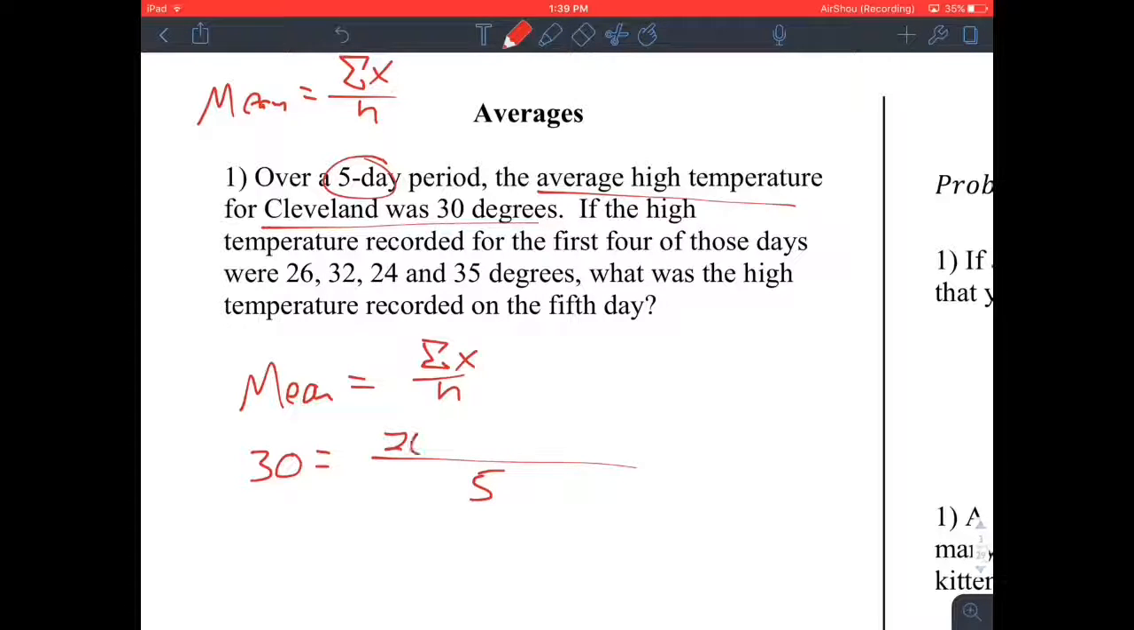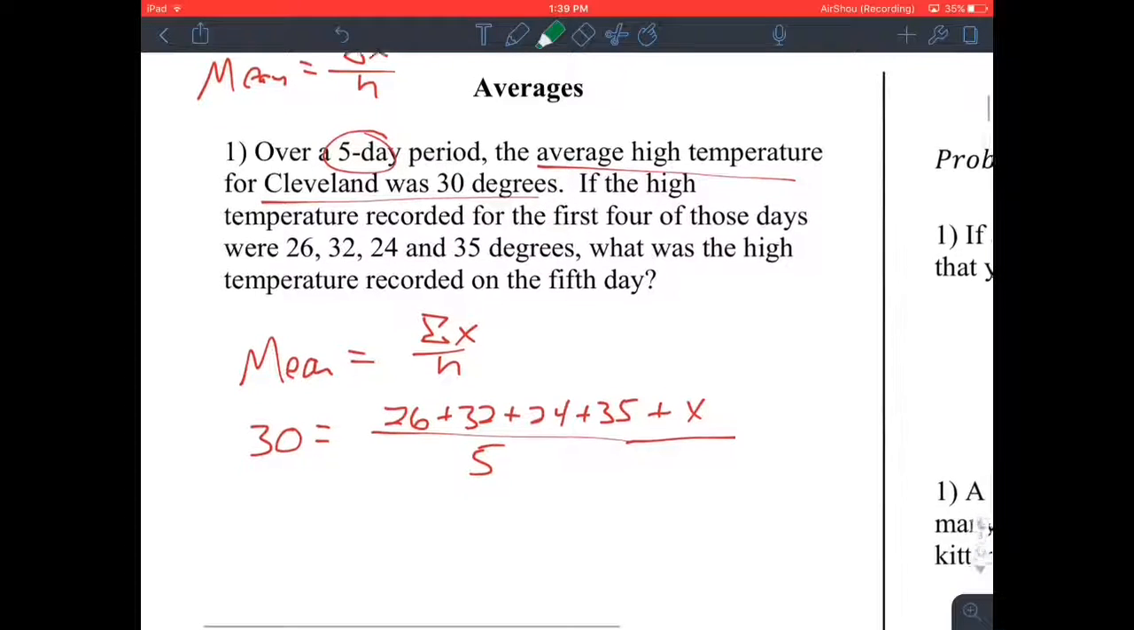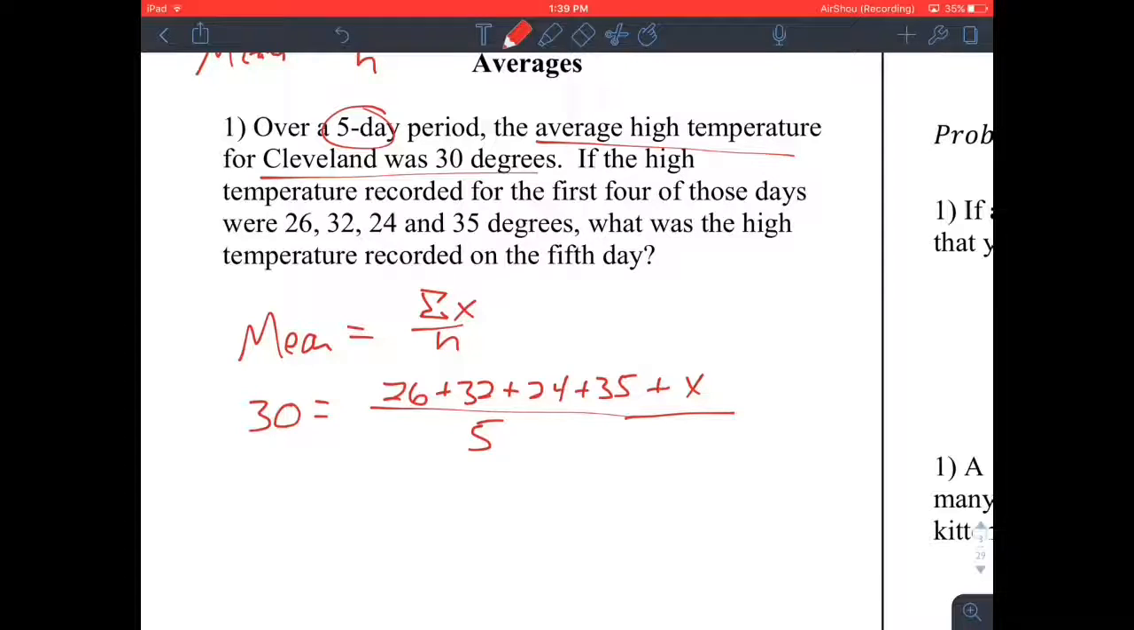And we're told that one of those days was 26, another was 32, another was 24, another was 35, but we don't know the 5th day. So once again, we know that if we add up all the temperatures and divide by how many temperatures we have, we're going to get the average. We have 4 of the temperatures, we don't know the 5th. So this is the equation that we're going to use, and then we're trying to simplify this equation. If we were to add 26 and 32 and 24 and 35, we get 117.